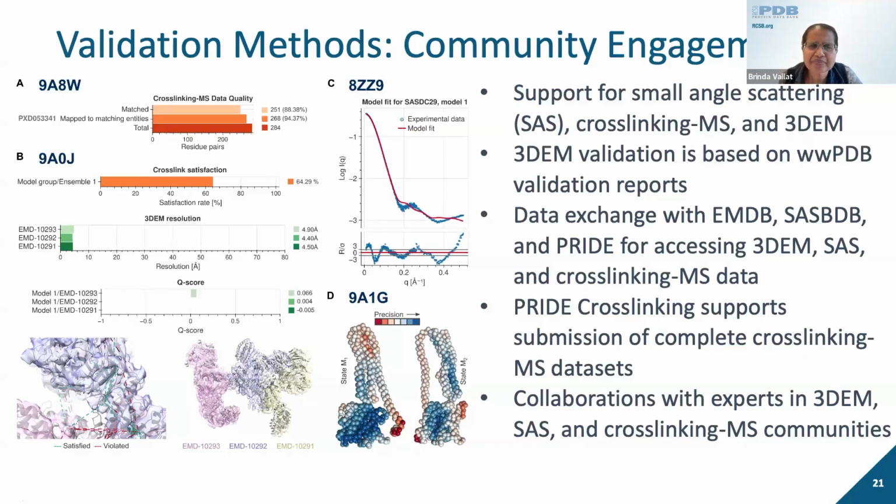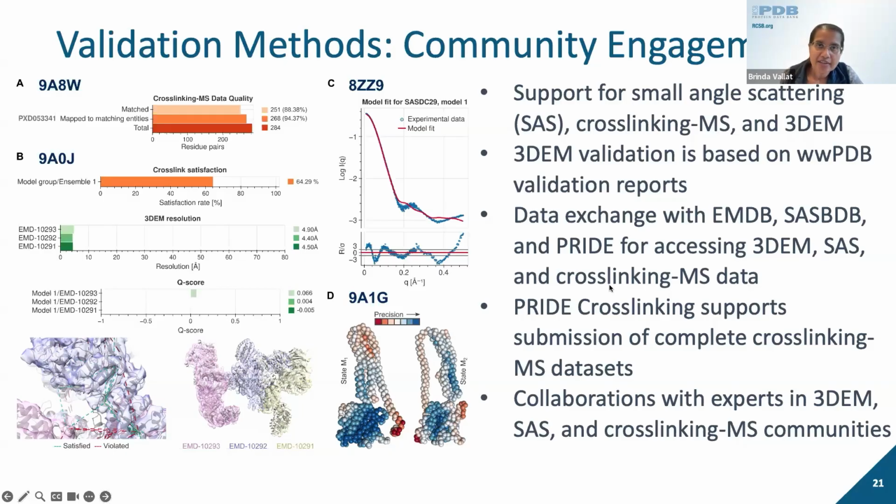validation pipeline. And we created methods for data exchange, or to interoperate with these other resources like EMDB, SASBDB, and PRIDE, because the data that was used for modeling is available in these resources. So we want to be able to use that for validating these structures. And so we created mechanisms to interoperate with these resources.